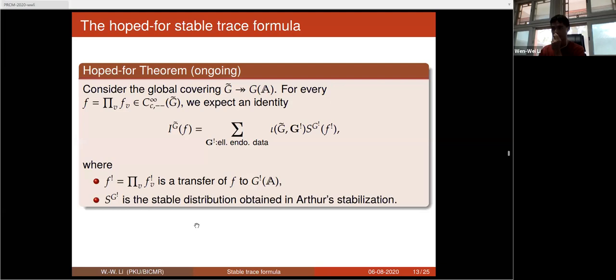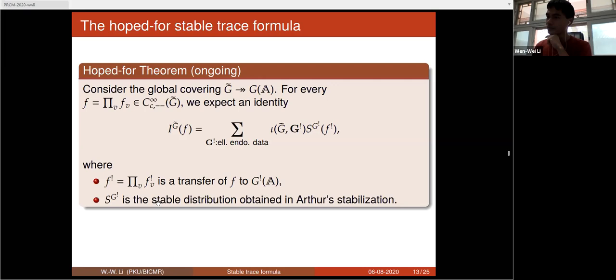This is ongoing work. So consider a global metaplectic covering, be it 8-fold or 2-fold, as you like. Then for every test function which is a pure tensor, and is so-called anti-genuine, you can decompose I_G tilde as before, as in the usual stabilization of Arthur. Here G' ranges over all elliptic endoscopic data. Here you have the constants as before. And here you have a stable distribution which has already been defined in one of my earlier slides. In fact, it is the stable distribution obtained in Arthur's stabilization for the group G'. Remember, G' is a product of SO(2N+1).